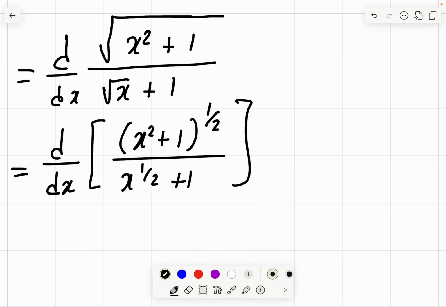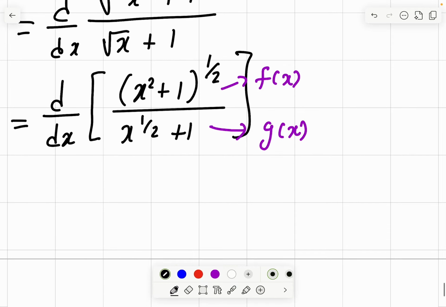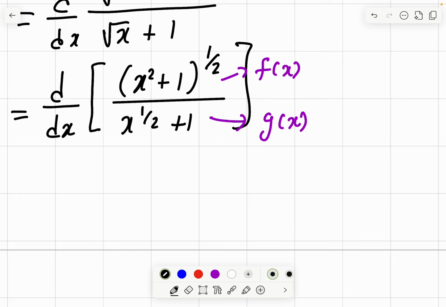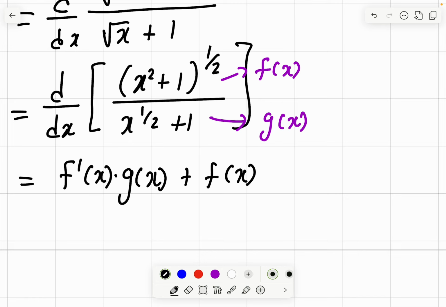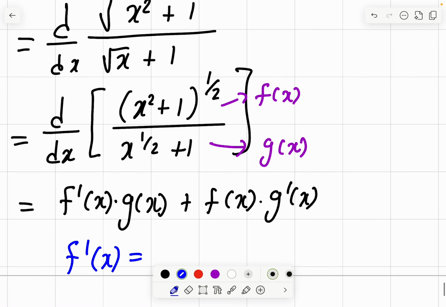So there I'm going to use what's called quotient rule. This is f of x, this is g of x. I know the quotient rule says that the derivative is going to be equal to f prime of x multiplied by g of x minus f of x multiplied by g prime of x. So I'm going to be forced to find f prime of x, which is the derivative of this function.